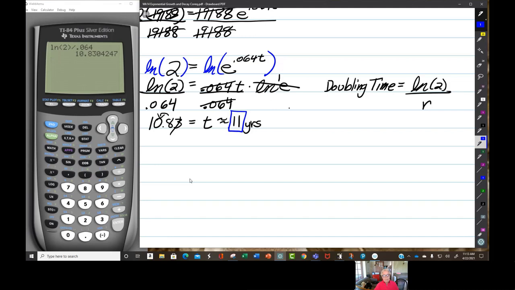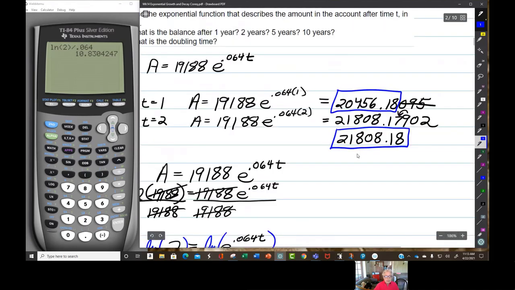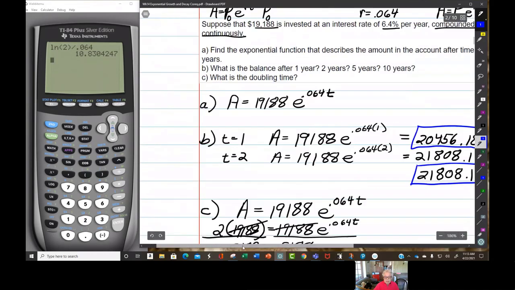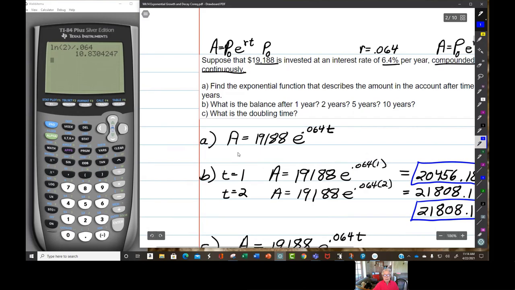Okay. So notice that everything is based on finding the specific formula from the general formula for continuous compounding.